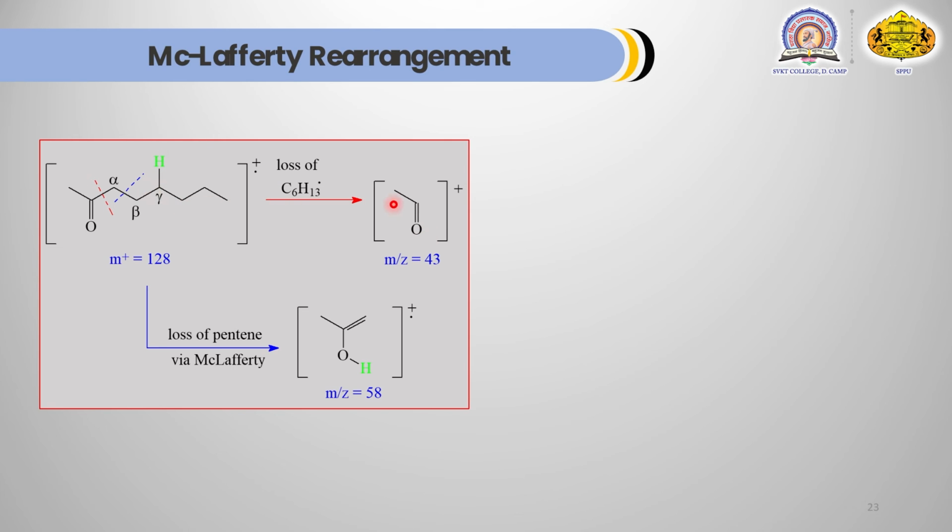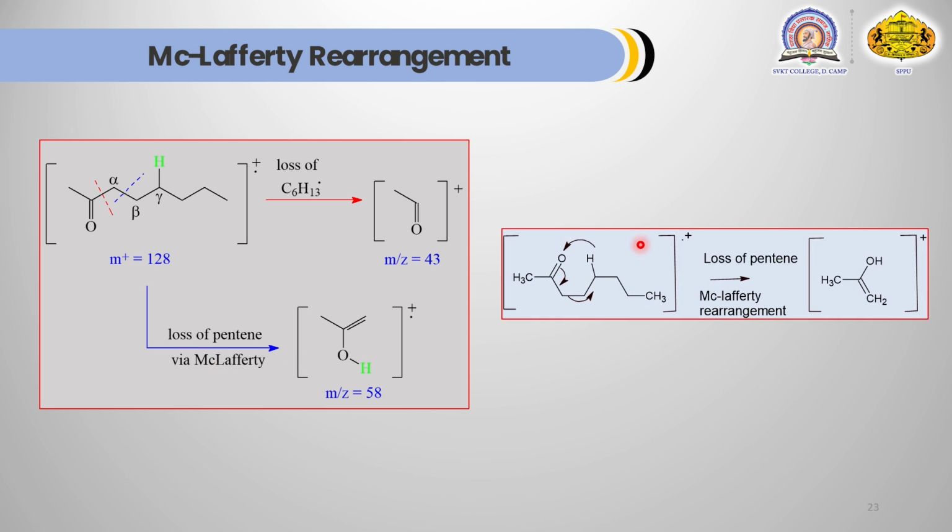This is the normal reaction. It is not McLafferty. But when the hydrogen atom present at the gamma carbon is abstracted, there is formation of this cation radical fragment, and its molecular weight is 58. This is due to the McLafferty rearrangement. Let us see how the McLafferty rearrangement takes place in this reaction.